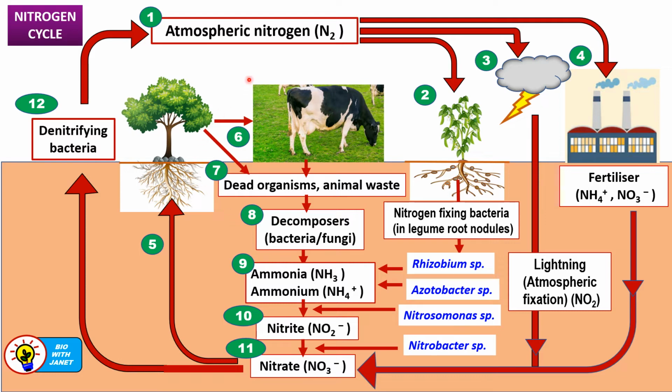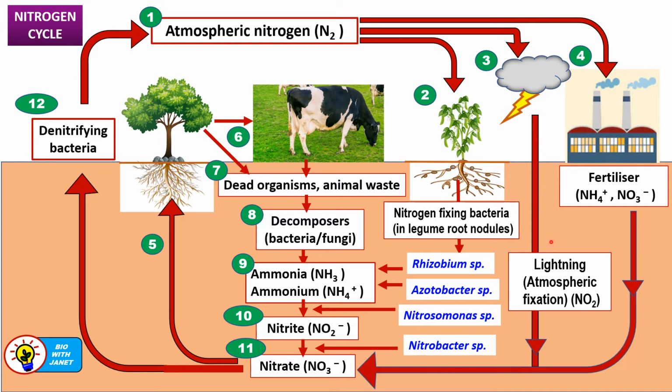So let's start. We begin with atmospheric nitrogen, N2 in the air. This is an inert or inactive gas. Now, through the process of nitrogen fixation, the textbook uses the term nitrogen fixing process. Through this process of nitrogen fixation, the atmospheric nitrogen is converted into ammonium ions and nitrate ions.